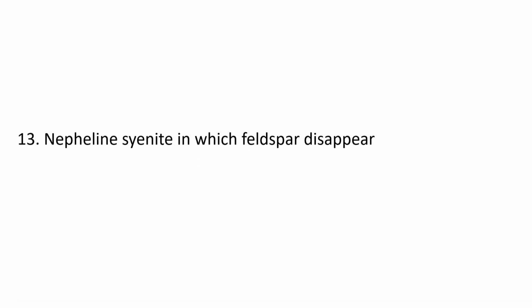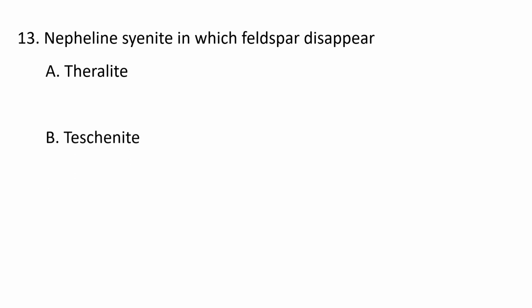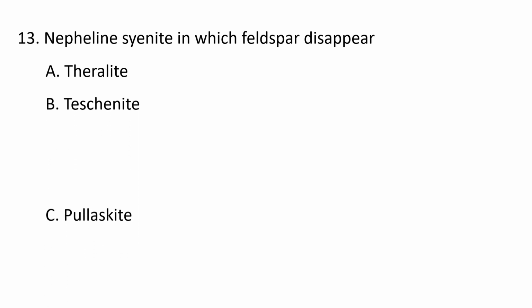Next question. Nepheline syenite in which feldspar disappears is: A. Theralite, B. Tawite, C. Pulaskite, and D. Ijolite. Nepheline syenite in which feldspar disappears is known as ijolite.